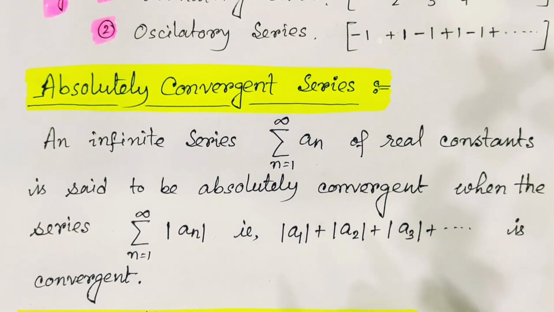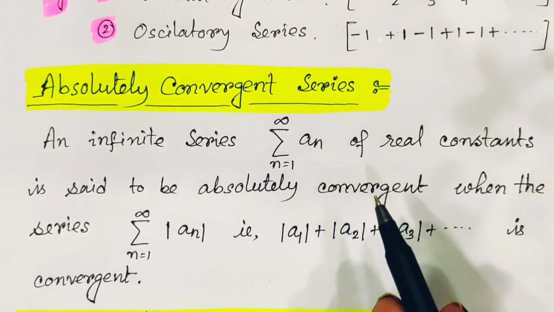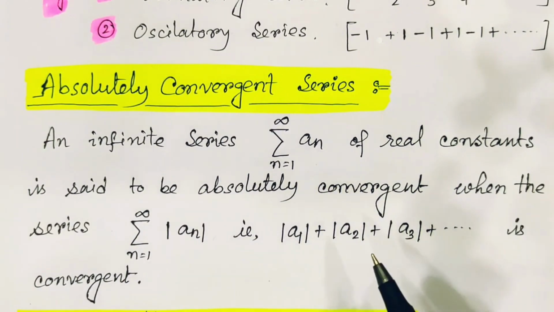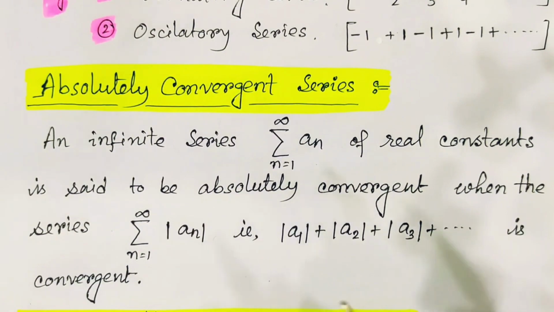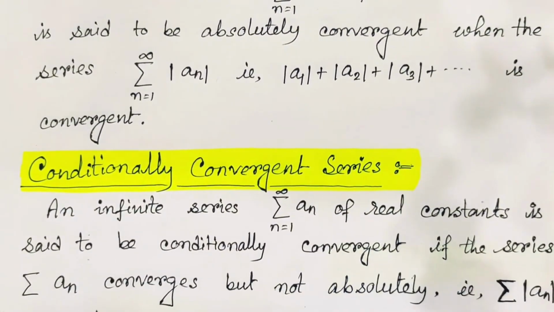What is a positive term series? That we already know from our previous video. So for an absolutely convergent series, whatever series is given, we take the mod of each and every term. After that, if we find that this converted series is convergent, then we say the series is absolutely convergent, otherwise not.